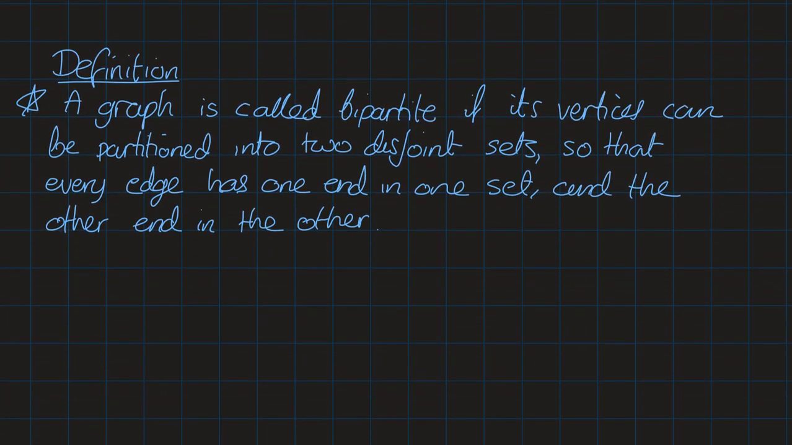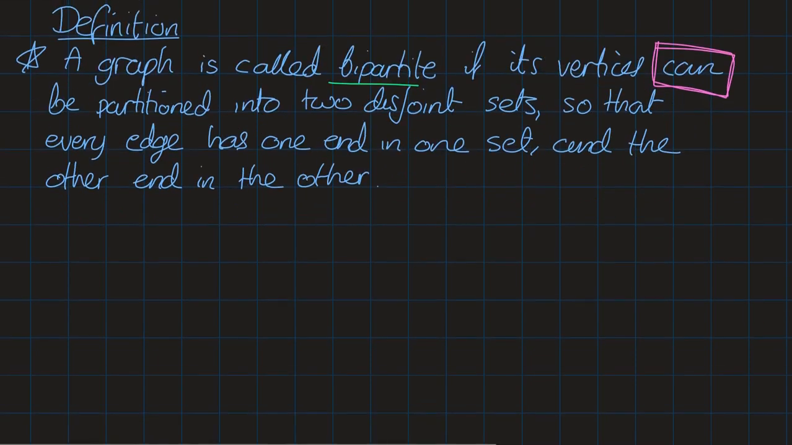The definition says a graph is called bipartite if its vertices can be partitioned into two disjoint sets so that every edge has one end in one set and the other end in another set. This is a very abstract definition, and an important thing to point out is this word "can". It's similar to the situation for planar graphs. It might not be obvious that it's possible to partition the vertices so that this definition is true, but the graph might be bipartite nonetheless. So let's just do some examples.